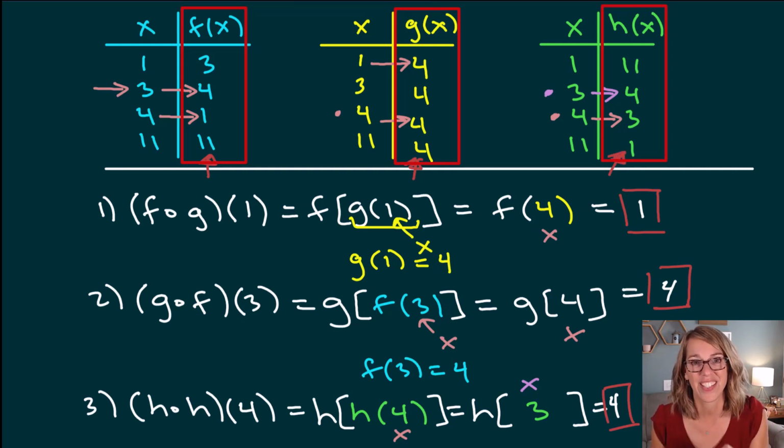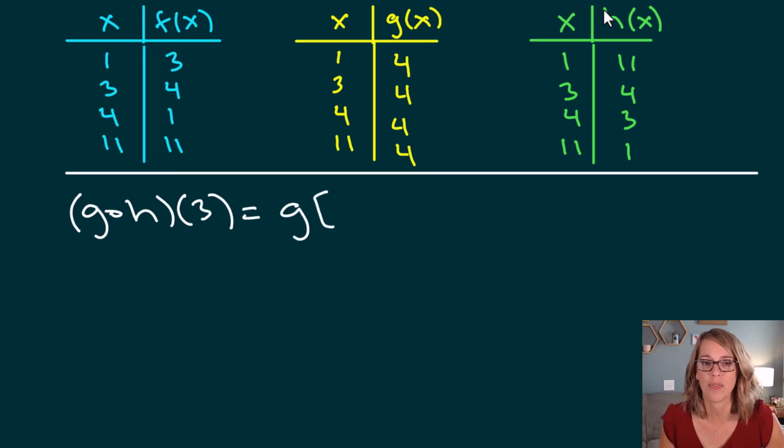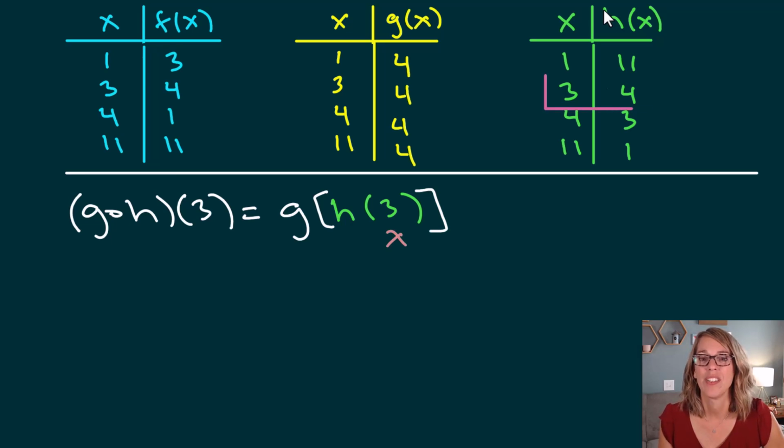Let's look at another set of tables. Next, let's do g composed with h of 3. So as I rewrite this one, I get g of, and then I need h of 3 on the inside there. So the x that I'm working with is a 3 on the h table. So x is equal to 3 right here, and notice that it gets matched to a 4. So this becomes g of 4.